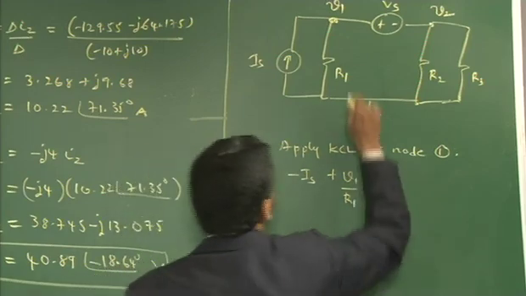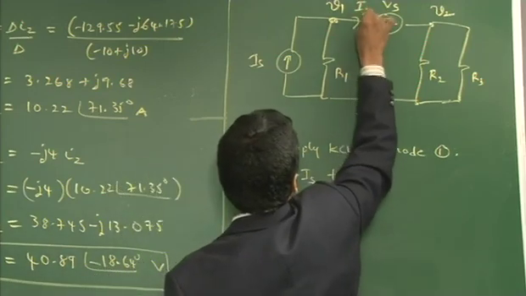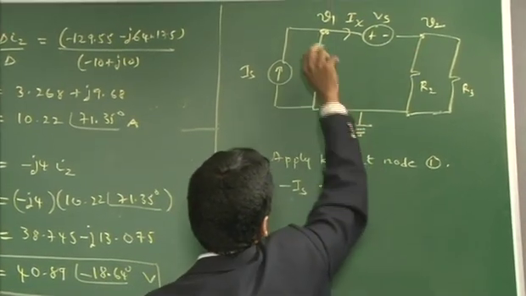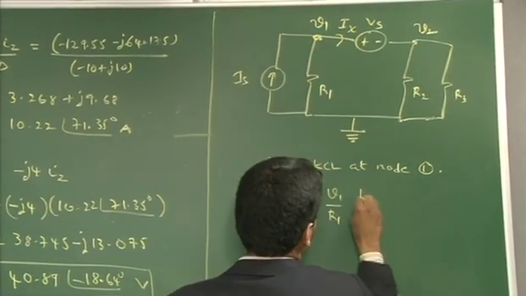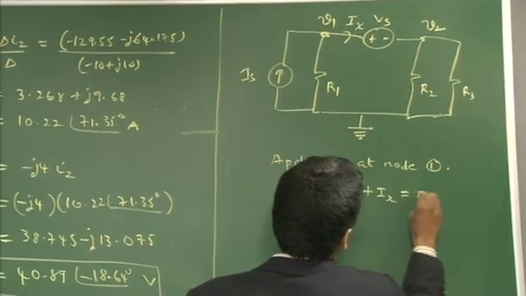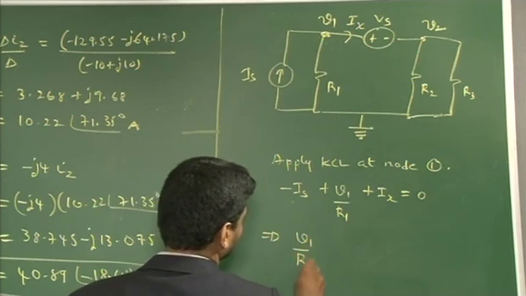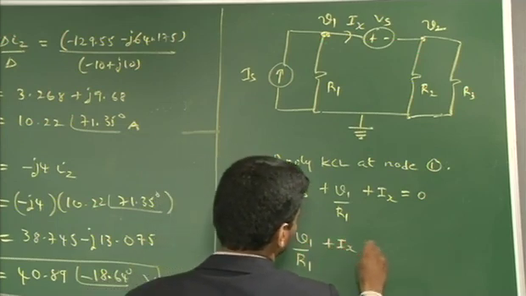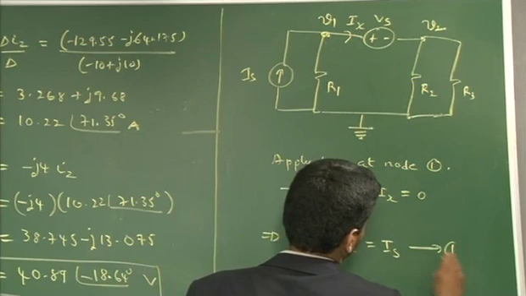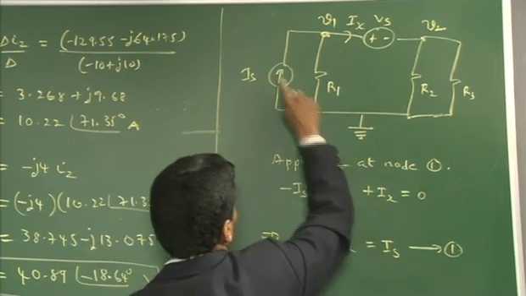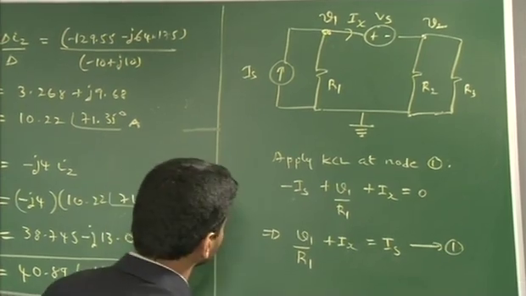So, what will we do? We will assume a current Ix to flow in this direction. So, minus Is, plus V1 by R1, plus Ix is equal to 0. And this can be arranged as V1 by R1 plus Ix is equal to Is, call this equation 1. V1 and Ix are both unknown. Is is a known quantity because it is a current source.